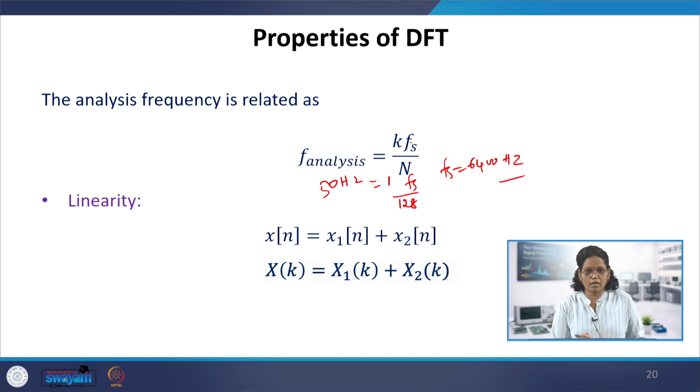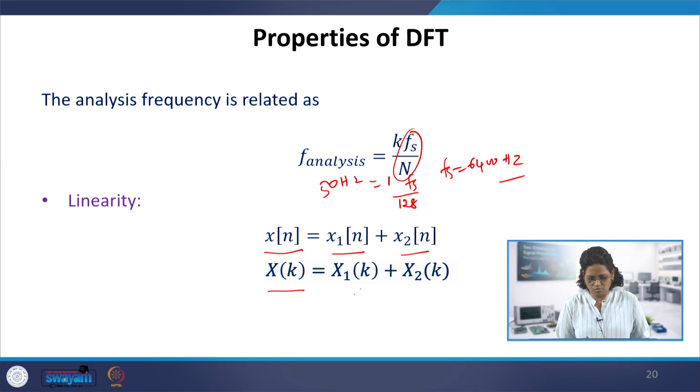Between k equal to 1, 2, 3, 4, there is an Fs by N frequency spacing, between k 2 minus 1, 3 minus 2, and so on. The DFT is linear: x of n can be represented with two signals x1 and x2. If you take the DFT of the individual signals, or sum x1 and x2 and take the DFT of the summed sequence, the results will be equal. If you multiply by scaling factors a and b, that will also result in a and b here.